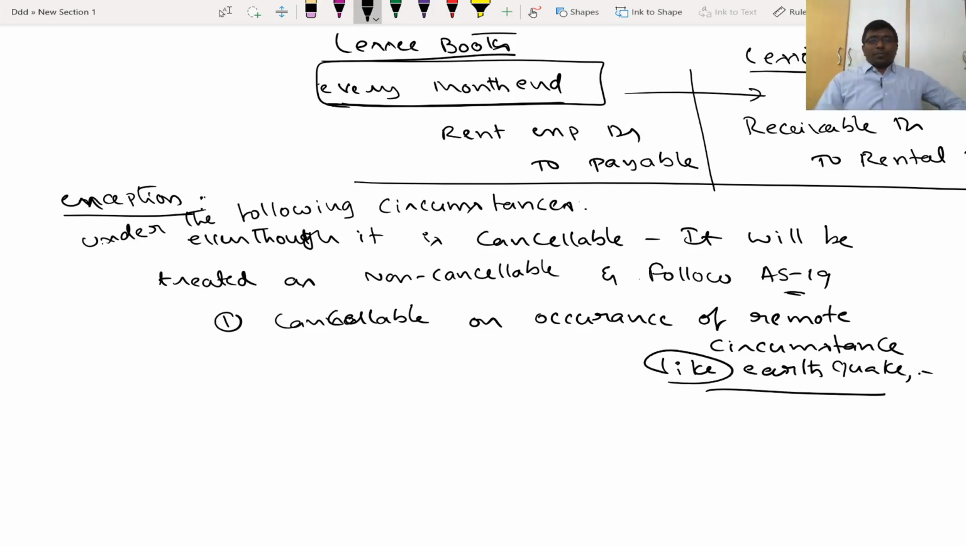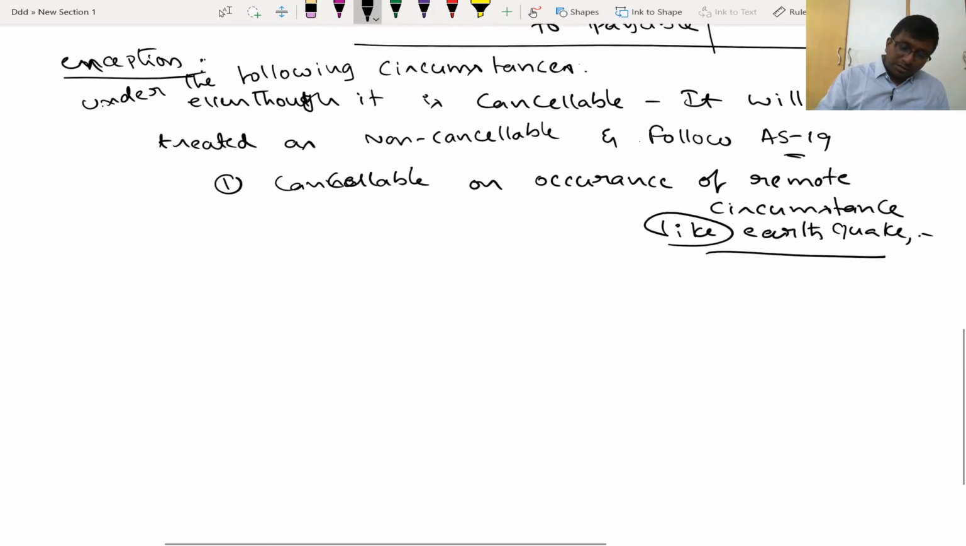Not every time, only when an earthquake comes, or such kind of rare circumstance, a flood comes, a tsunami comes, or such. On occurrence of a remote circumstance, if you say it is cancelable, then even though it is cancelable, we will treat it as non-cancelable and we will ask you to follow accounting standard 19 strictly. That's it. Okay, second one.